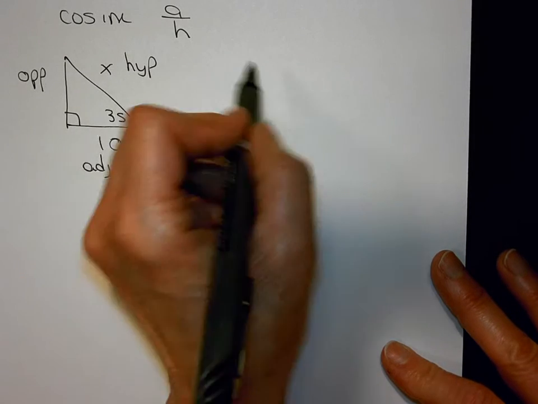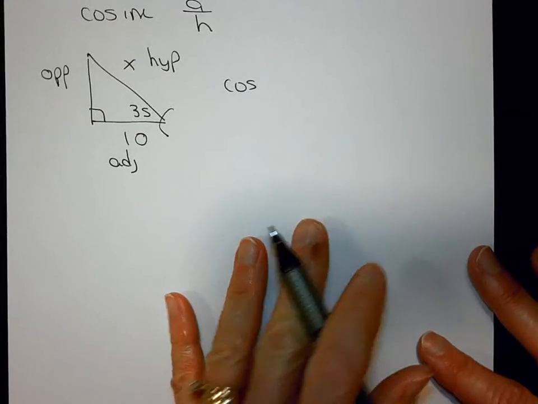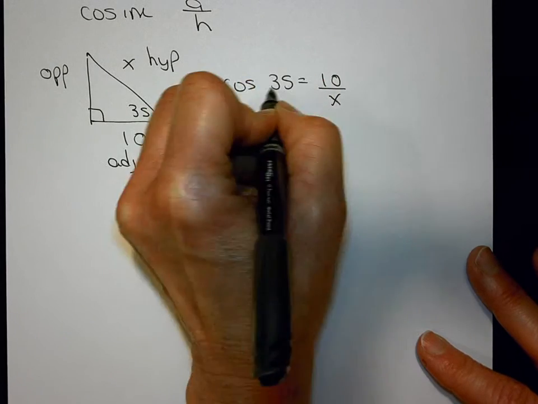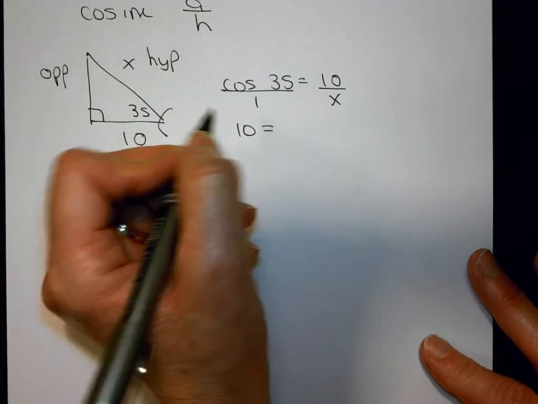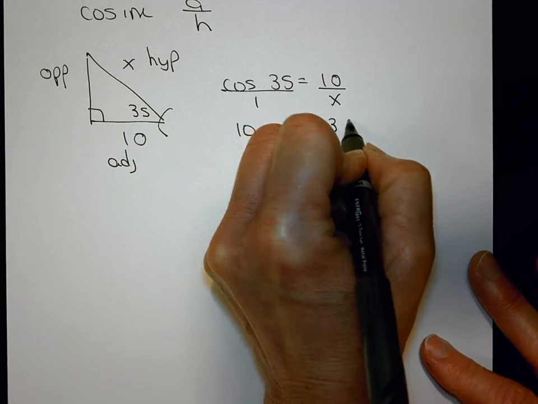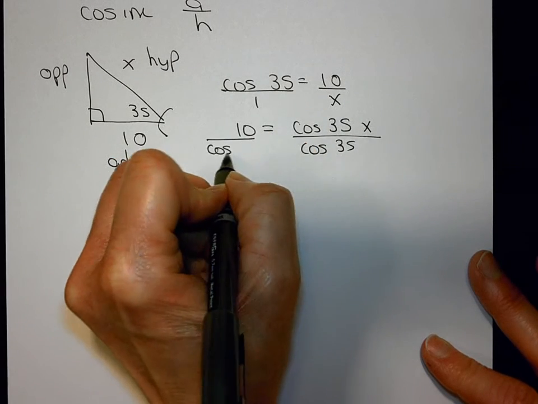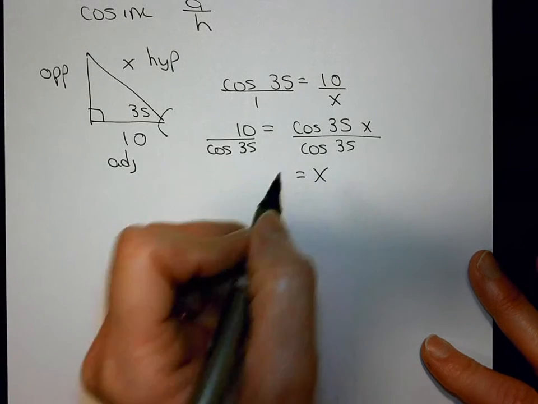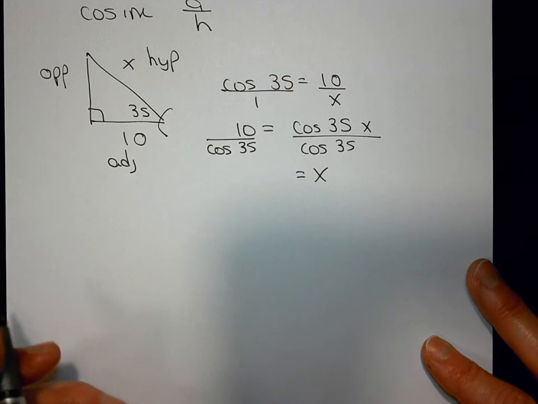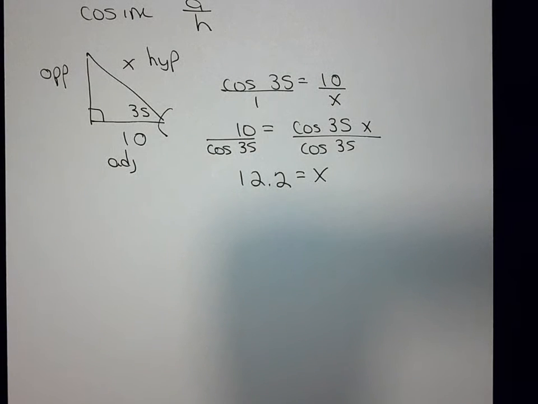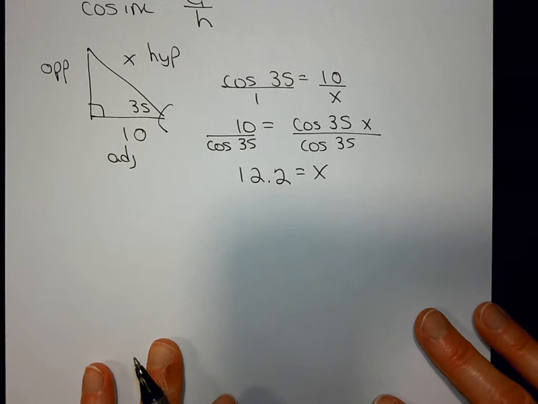So since we have adjacent and hypotenuse, we're going to say cosine of 35 is going to be adjacent over hypotenuse. We cross multiply. 1 times 10 is 10, cosine of 35 times x. This is one we have to divide. So we're going to divide 10 by cosine of 35, and our x is going to be 12.2. Okay, next example.